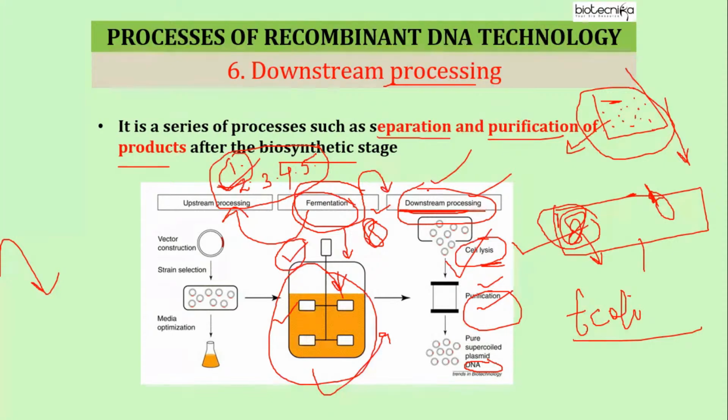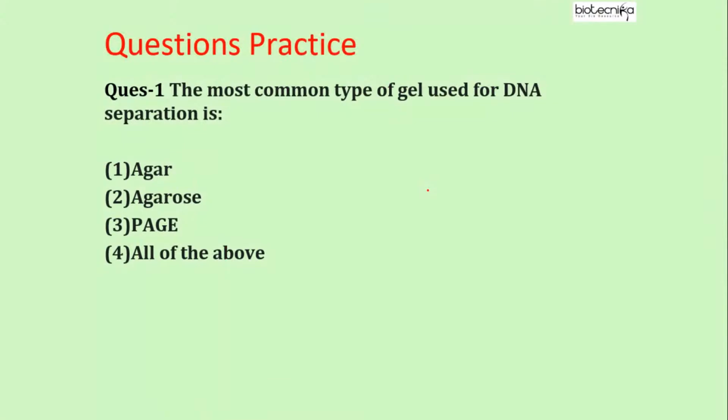So we'll now do downstream processing, that is separation and purification of the product after the biosynthetic phase. Now we'll practice two or three questions so as to get an idea of where you will get a question in the NEET examination and what type or pattern of question is asked in the CUET UG examination. If you have any doubt, you may post your queries here.